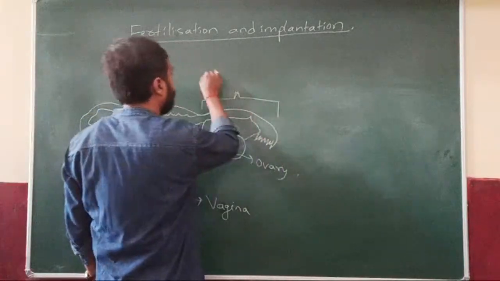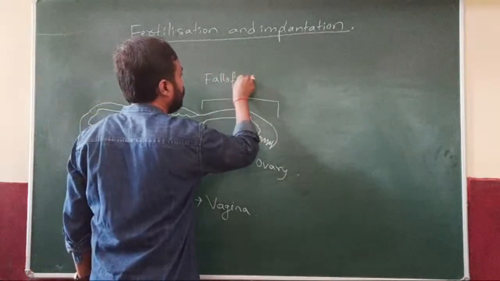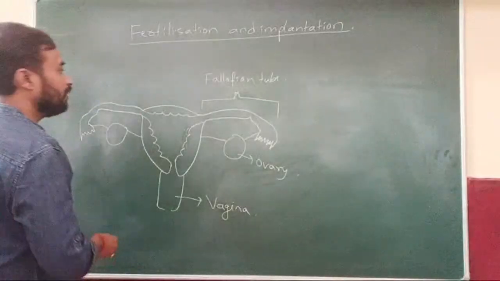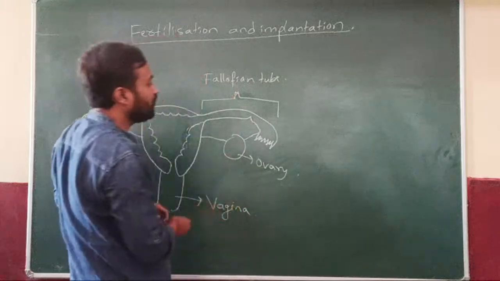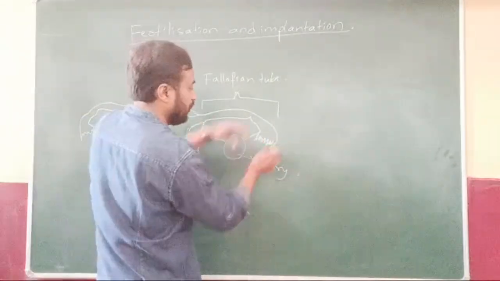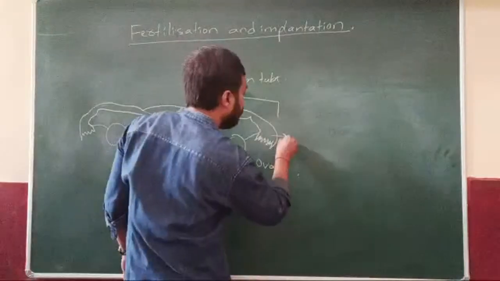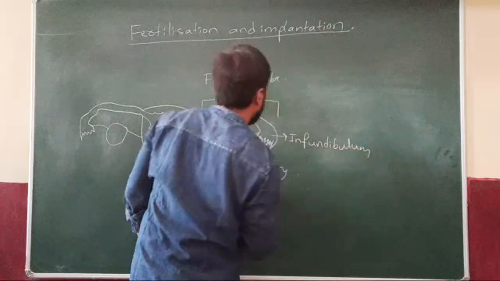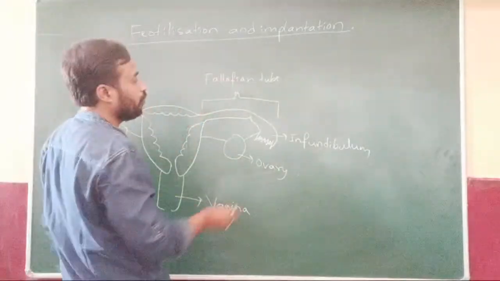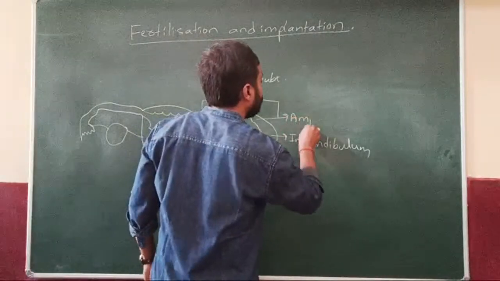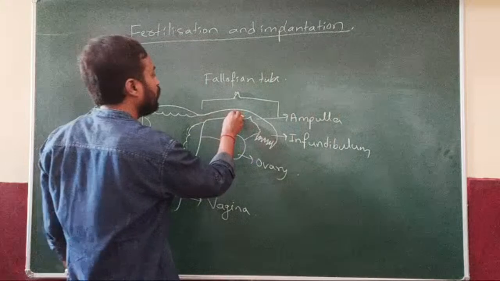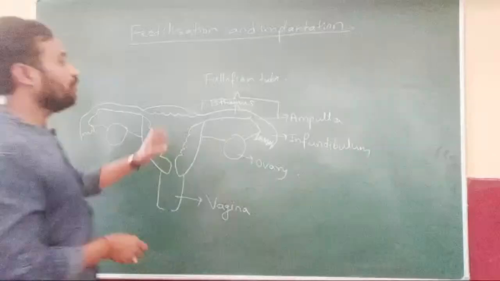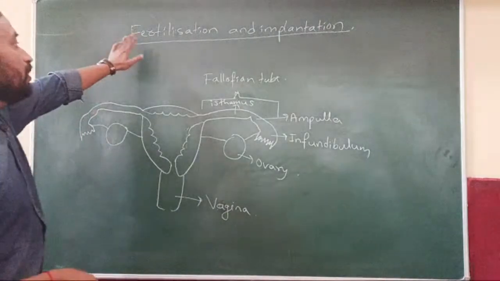This is the fallopian tube, and it is further divided into 3 main parts. There is a funnel shaped part called the infundibulum. Here one broad portion is called the ampulla, and this is the isthmus. We should know these parts so as to understand the whole phenomenon.